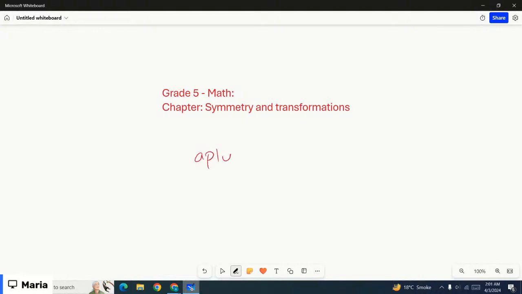You can find all the lessons on aplusstudents.com. You have to log in there using your email address and password as provided by the administrator. Then you have to select math from the subject tab, scroll down to grade 5 and then click on view all lessons. There you can find a list of the chapters. We're going to start with the chapter symmetry and transformations.